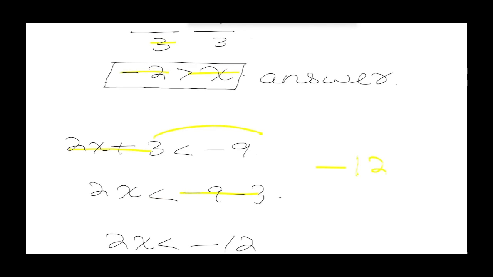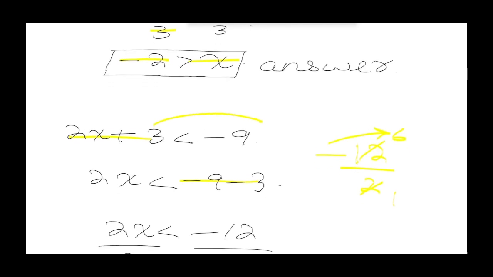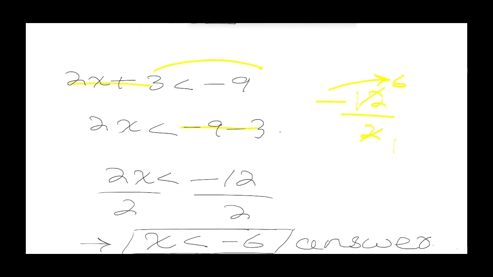Now we have 2x being less than negative 12. It will be divided by 2. So 2 ones are 2 and 2 6s are 12. So negative 6 will be our answer. We will have negative 6 as our answer. Okay, so here are the steps where I just divided 12 by 2 and the value of x is here.